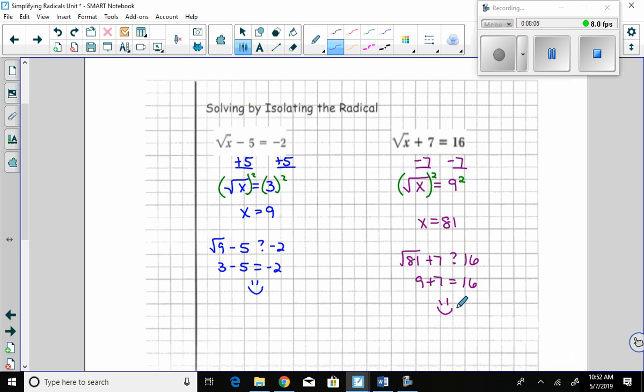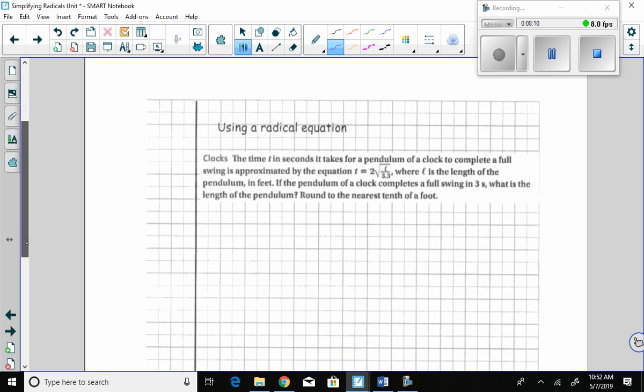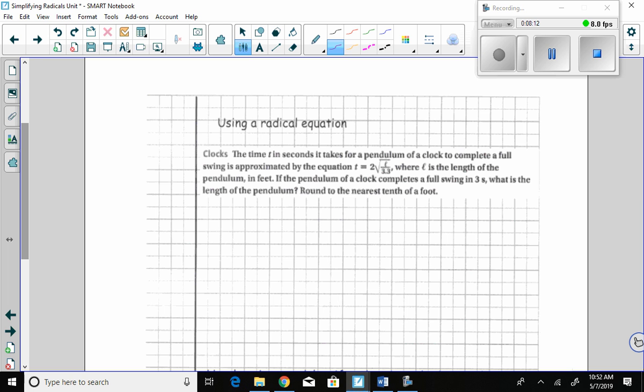Okay, let's go to the next page. So let's see how that shows up in the real world. The time t in seconds it takes for a pendulum of a clock to complete a full swing is approximated by the equation t, which is time, is equal to 2 times the square root of L over 3.3, where L is the length of the pendulum in feet. If the pendulum of a clock completes a full swing in 3 seconds, what is the length of the pendulum? Round to the nearest tenth of a foot.